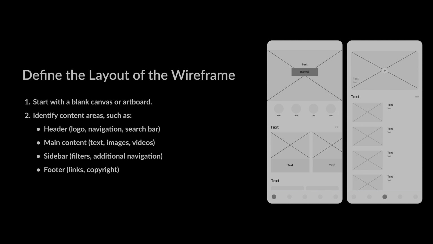So the next step in creating your wireframe, you define the layout of the wireframe. You start with a blank canvas or an artboard. Then you identify content areas such as your header, your hero section, your nav bar, your main content, your sidebar, your footer, every content that will be in that platform, be it a mobile app or a web app.